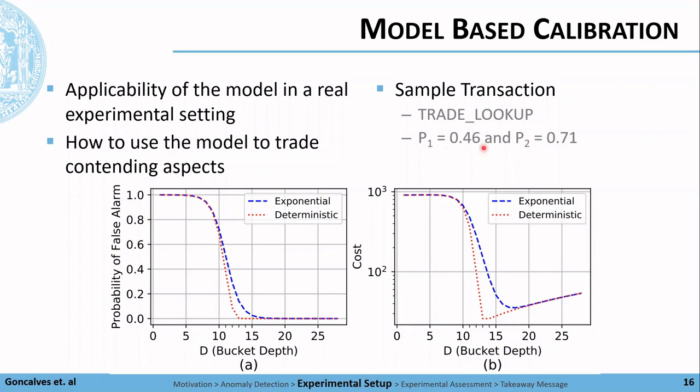For this, we ran the experiment letting V equal 2 and the bucket depth vary between 1 and 30. This chart shows the probability of false alarm as a function of the bucket depth. As the bucket depth increases, the probability of false alarm decreases. For instance, for D greater than or equal to 12, the probability of false alarm is close to 0. Looking at the behavior of the cost function, we can see how the cost varies as a function of the bucket depth also. Those results allow us to tune the parameters of the algorithm.